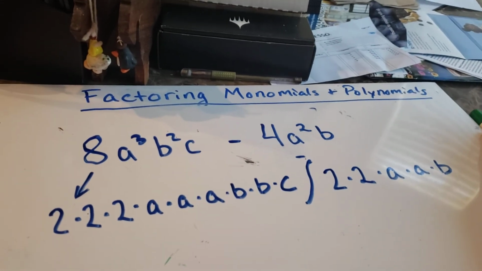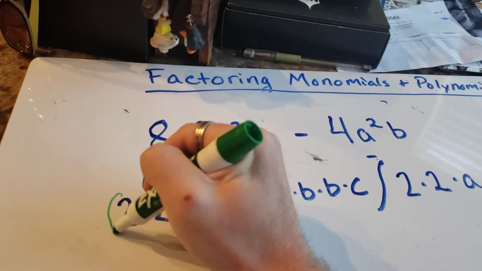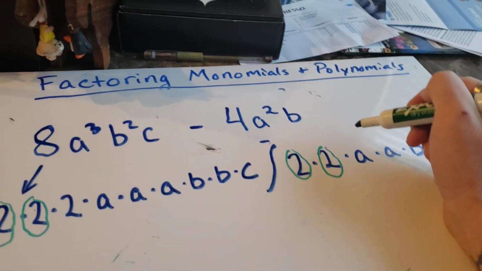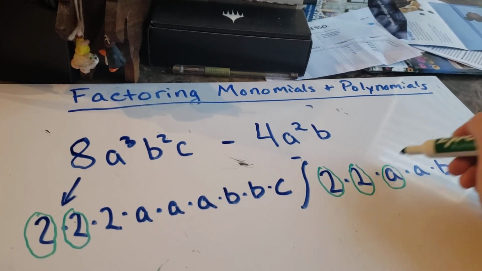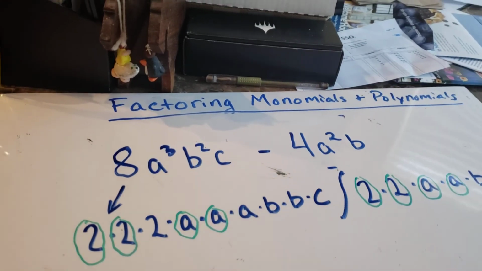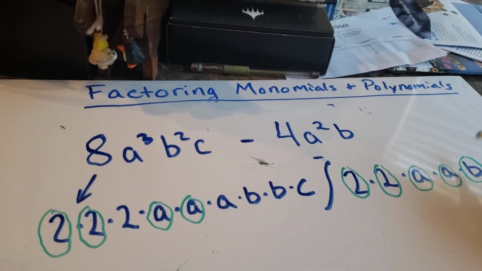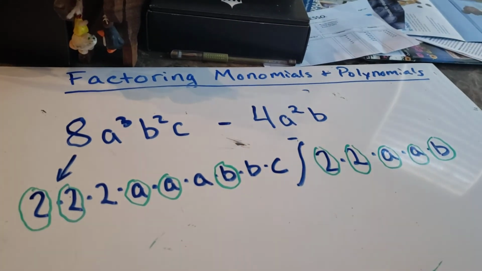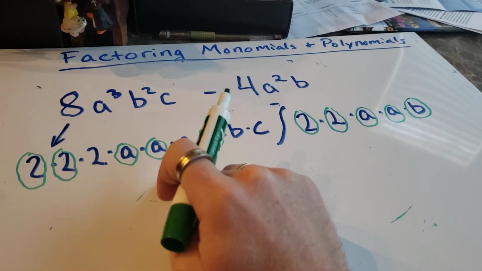So now what we want to do is figure out what do they share. So I see 3 2's over here, 2 2's over here. So they share 2 of those 2's. We've got a squared over here, a cubed over here, so they can share 2 of those a's. So they share an a and an a, with this a being left over. Okay, then I've got b squared and b, so they share 1 of those b's. And then this one has a c, but this one doesn't, so they don't share a c, so I can't circle that. So what they share is 2 2's, 2 times 2, 2 a's, a times a, and 1 b.